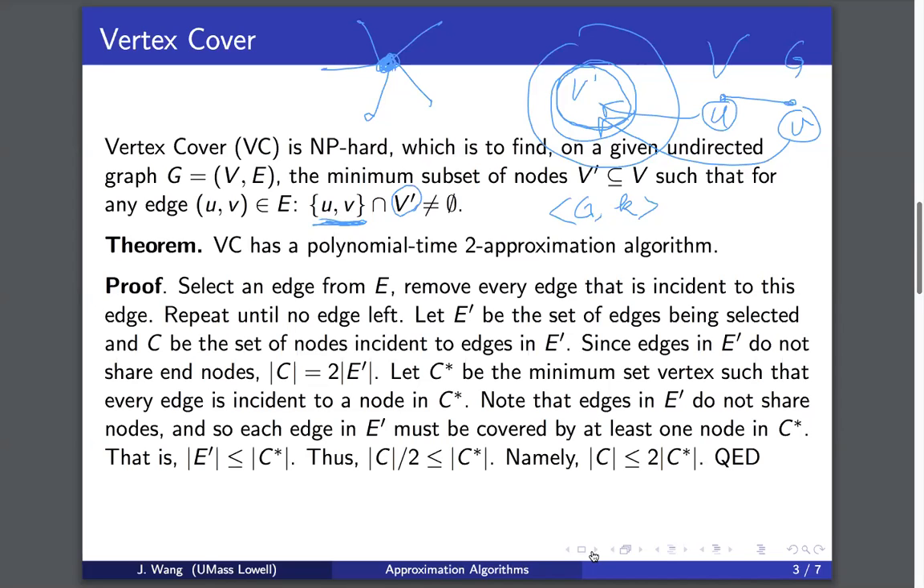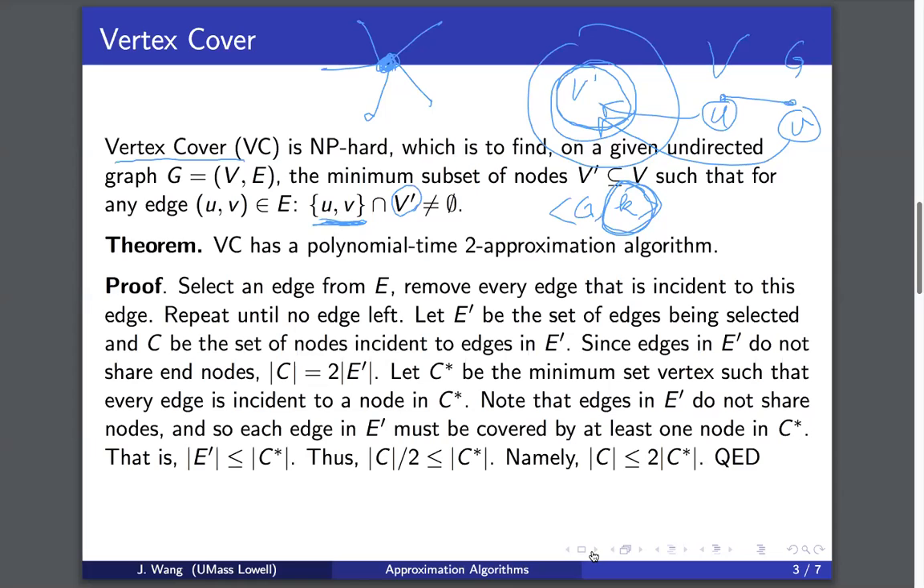And then if that decision version is solvable in polynomial time, then you can do a binary search on this K to come up with a polynomial time algorithm for VC, the minimum vertex cover. But the decision version of VC is NP complete. Hence, this is NP hard. So that means we don't have a realistic hope to find a polynomial time algorithm. So what do we do? Well, we find an approximation. The approximation here is pretty straightforward.